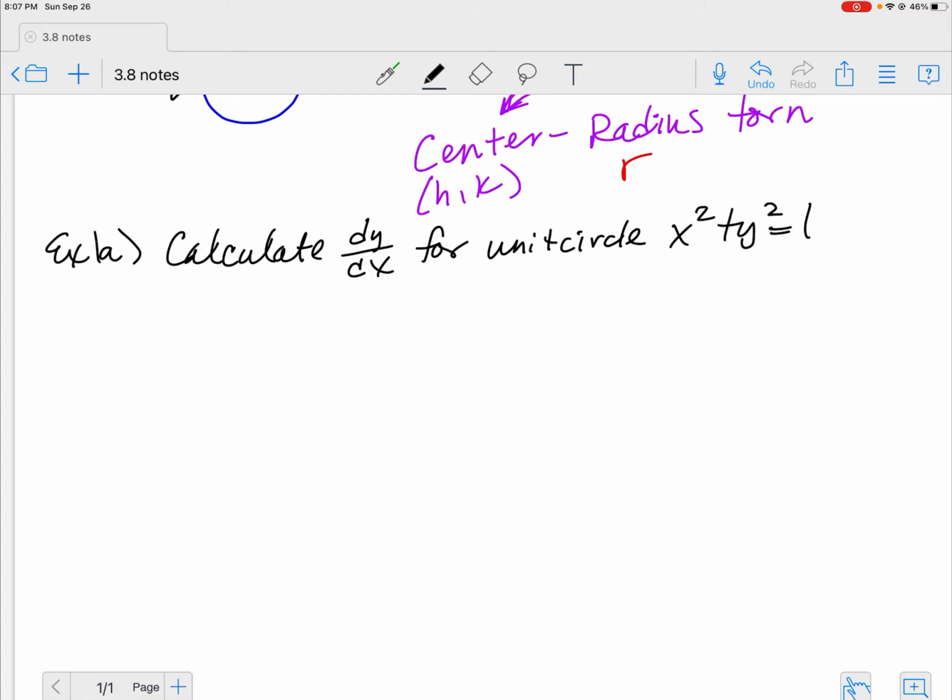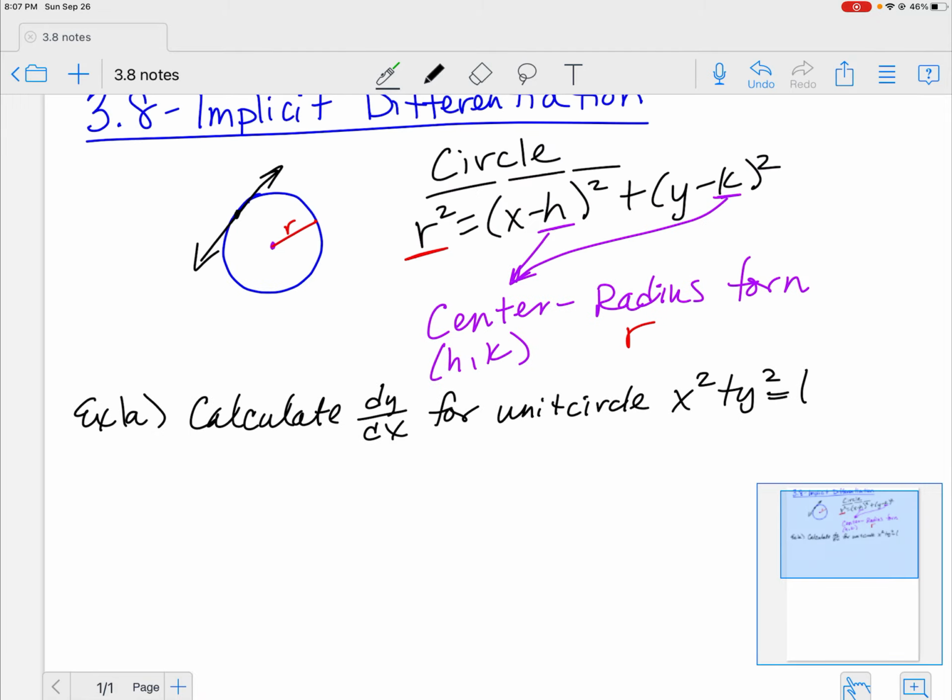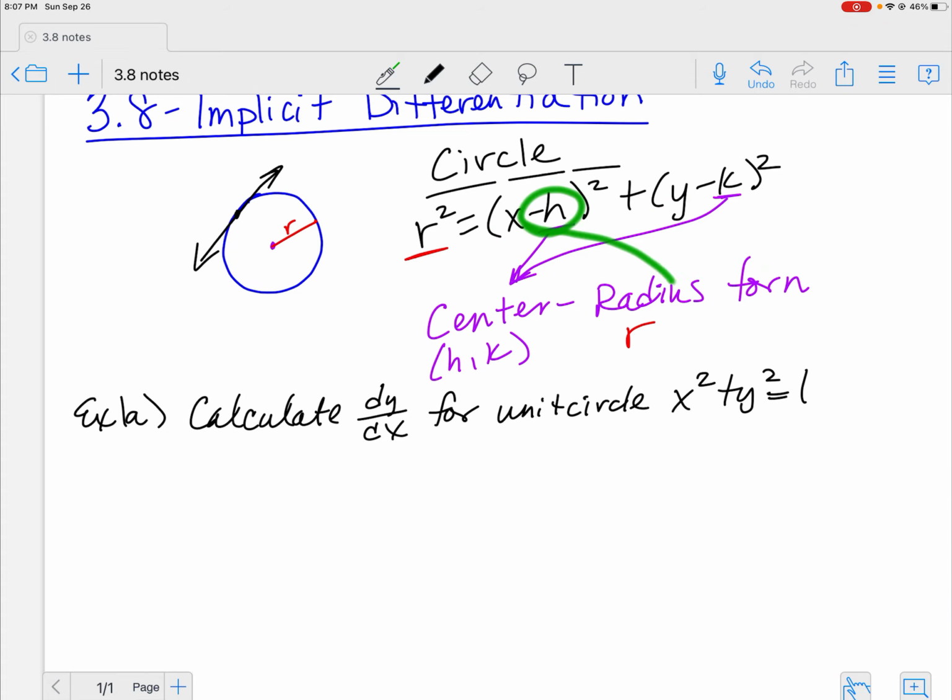So here we are, the unit circle, just a normal unit circle, right? I know if I look at this x squared, x minus h, that h is 0 because there's nothing there. So my center is at (0, 0) with a radius of 1, unit circle.